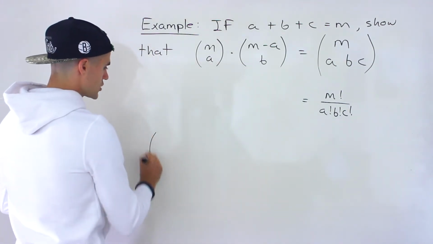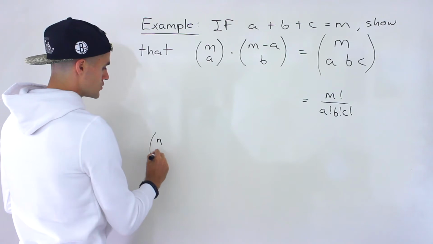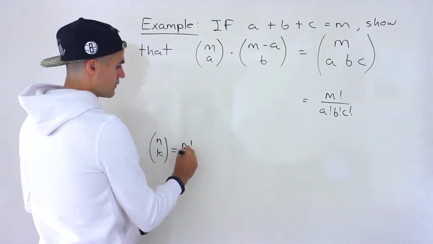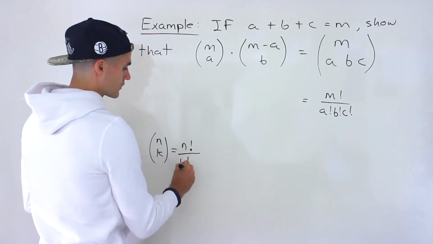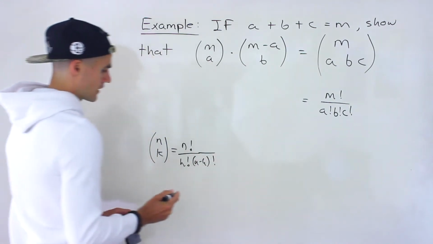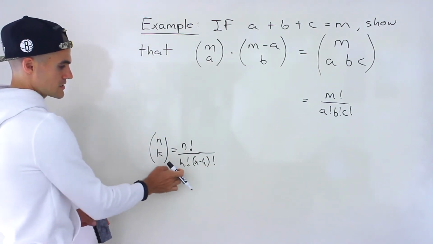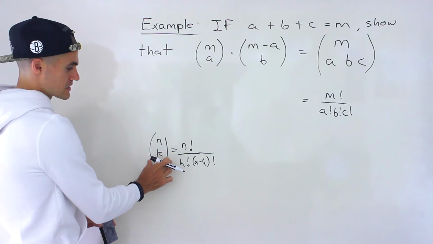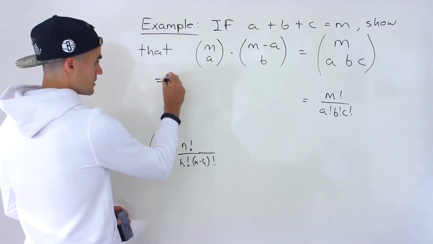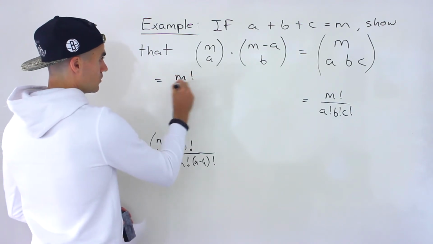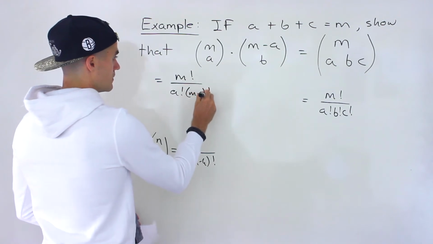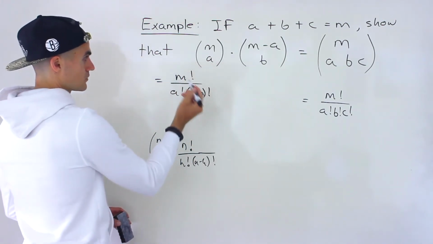Now, just in general, if we have n choose k, what does that equal? We know that equals n factorial over k factorial times n minus k factorial. So if we take this and apply it here, what is m choose a going to be? Well, it's going to be m factorial over a factorial times m minus a factorial.